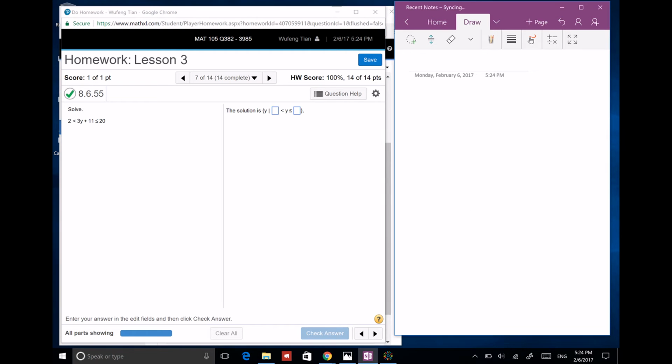Okay, so next one, 2 less than 3y plus 11 less than 20. Subtract 11: minus 9 less than 3y less than 9. So y is less than 3 and bigger than negative 3.